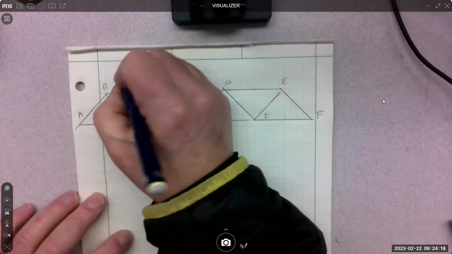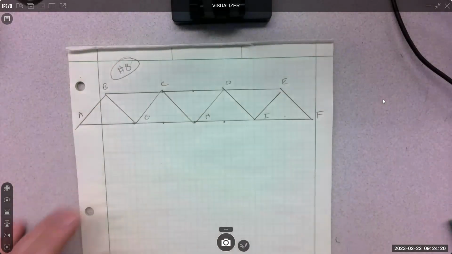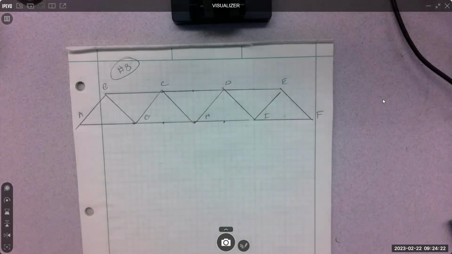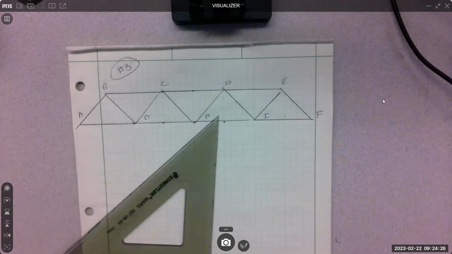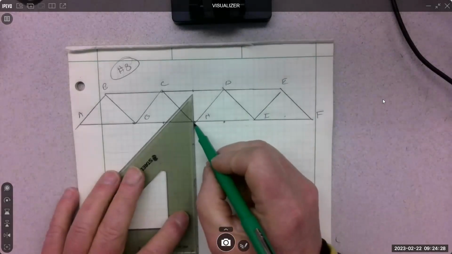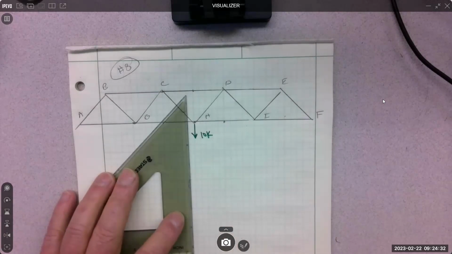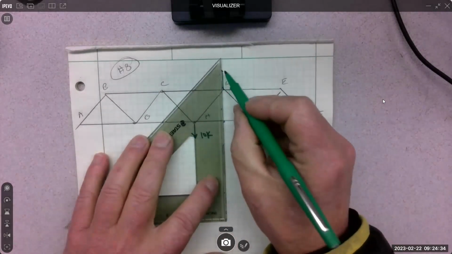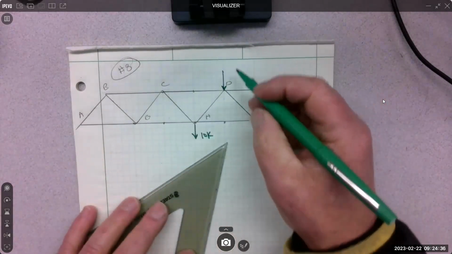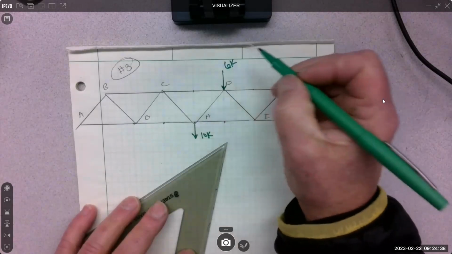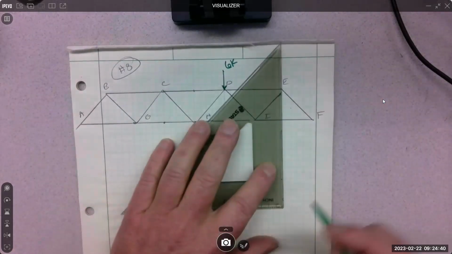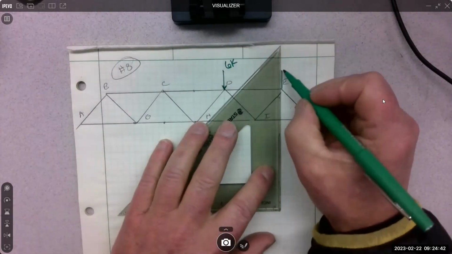Number 8. Method of joints. All right, I'm going to get my loads in. 10K. No, method of sections. We would not want to do this by method of joints. That would be a little bit brutal.